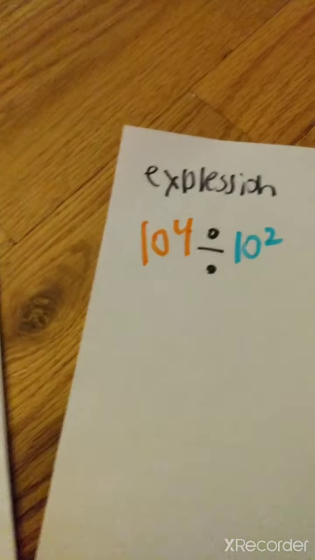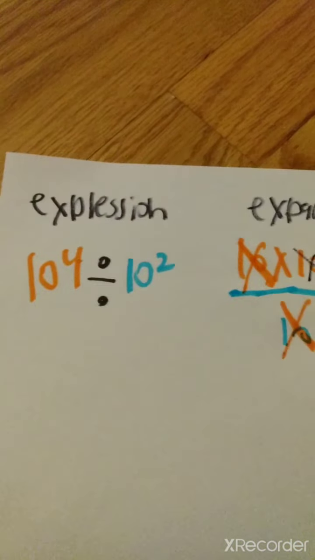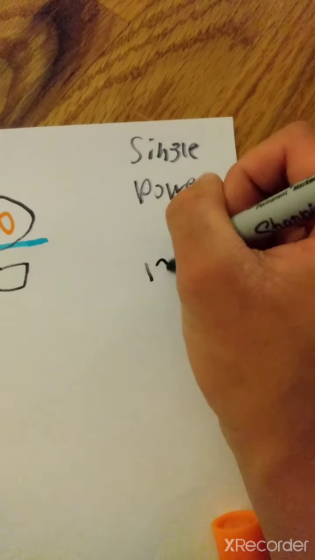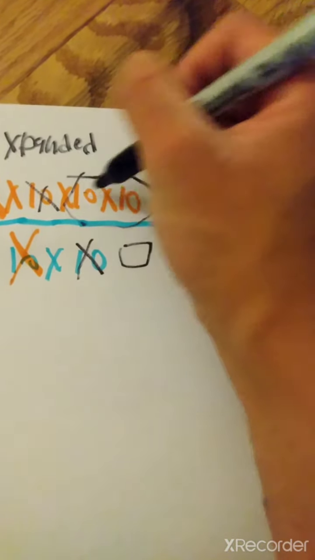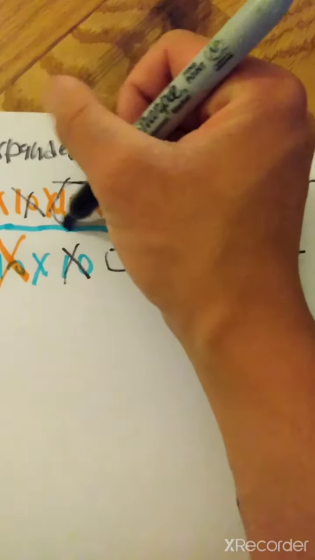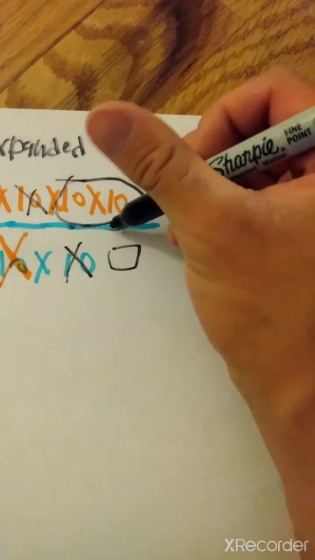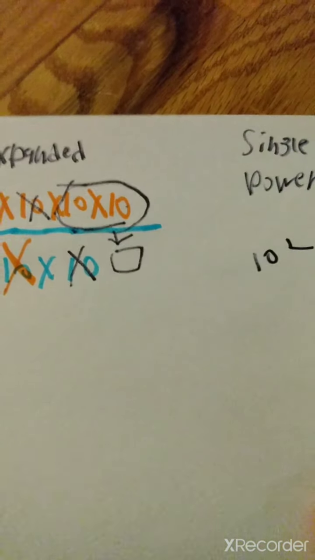So 10 to the power of 4, divided by 10 to the power of 2, is going to get an answer of 10 to the power of 2, because 10 multiplied by 10 is left over. They do not have any buddies to leave the equation.